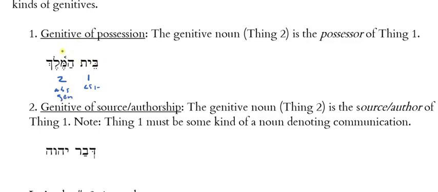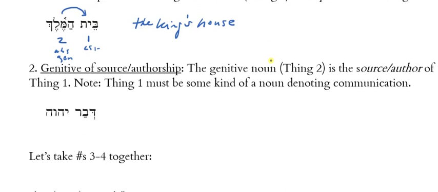So what we're asking is, how is thing 2 related to thing 1? The answer here is that thing 2, the king, is the possessor of thing 1. And so I could translate this as the king's house. Okay? Whose house? Thing 2's house. The king's house. Or the house of the king. Alright? Fairly easy.